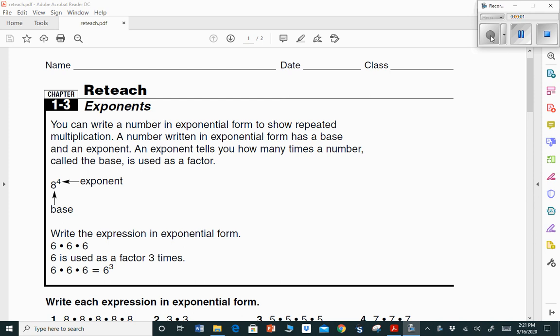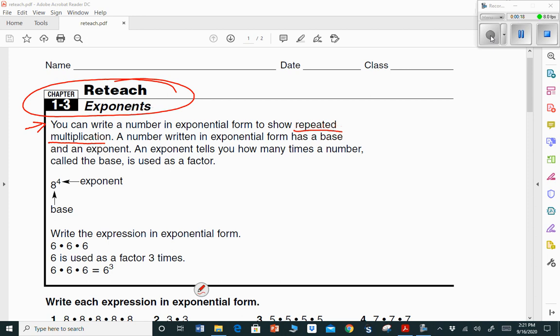Sixth grade, lesson 1-3, exponents. Please put this in your notes. Okay, exponents are kind of new, I think, for sixth graders. You can write a number in exponential form to show repeated multiplication. That's all it is, repeated multiplication.